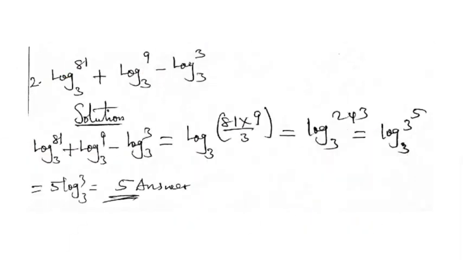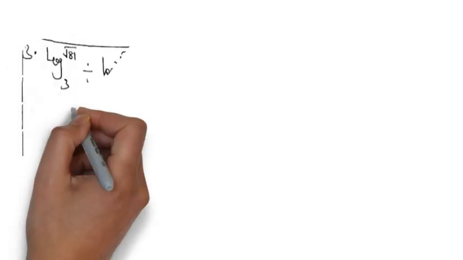Number 2, log 81 base 3 plus log 9 base 3 minus log 3 base 3. Solution. Log 81 times 9 over 3 base 3 equals log 243 base 3. The answer equals 5 log 3 base 3 equals 1.